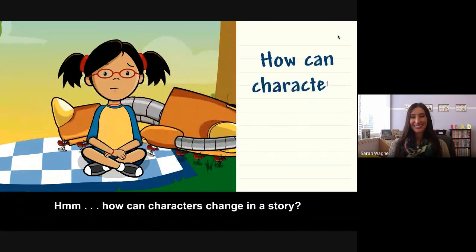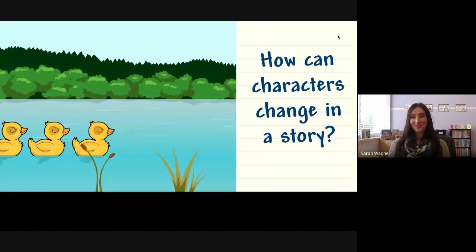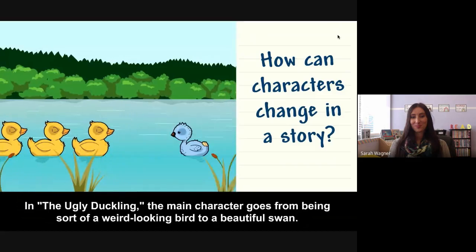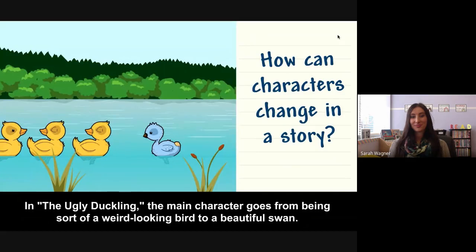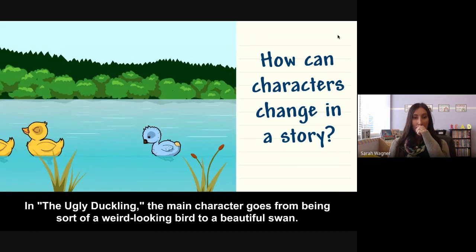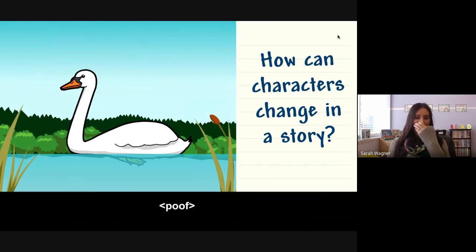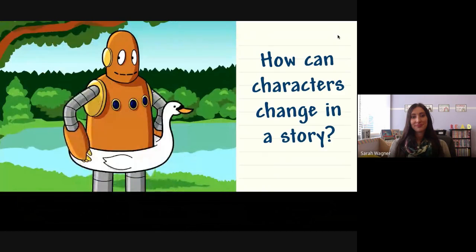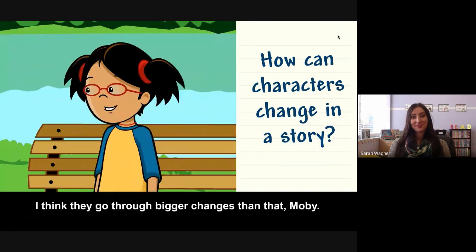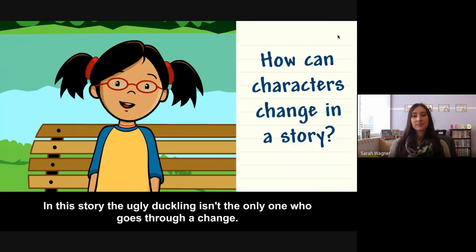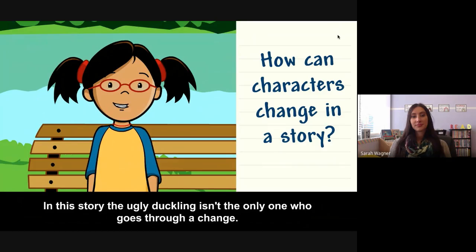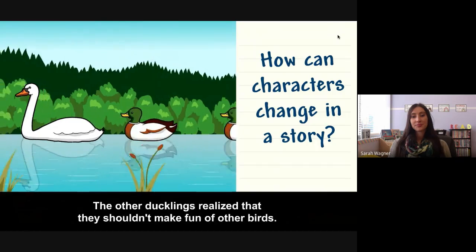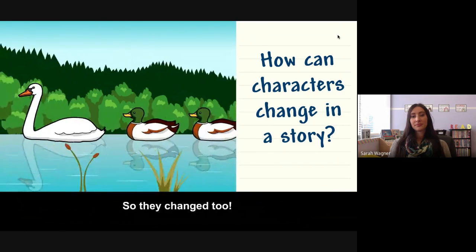How can characters change in a story? In The Ugly Duckling, the main character goes from being sort of a weird looking bird into a beautiful swan. I guess a character in a story can change just like people in real life. I think they go through bigger changes than that, Moby. In this story, the ugly duckling isn't the only one who goes through a change. The other ducklings realize that they shouldn't make fun of other birds, so they change too.